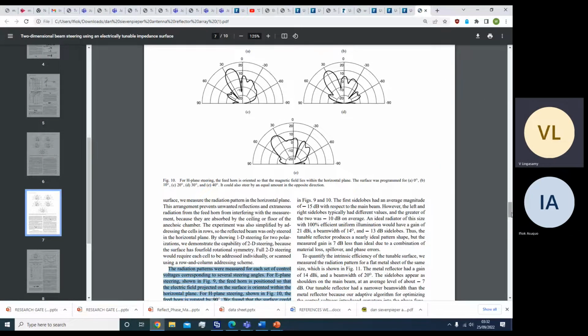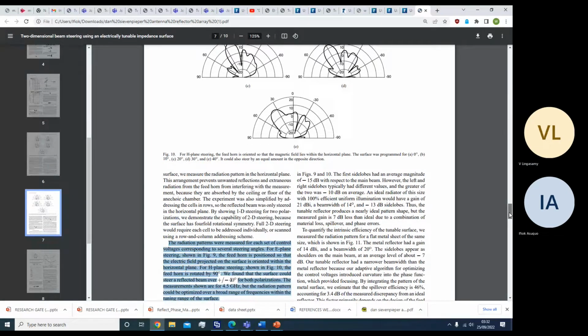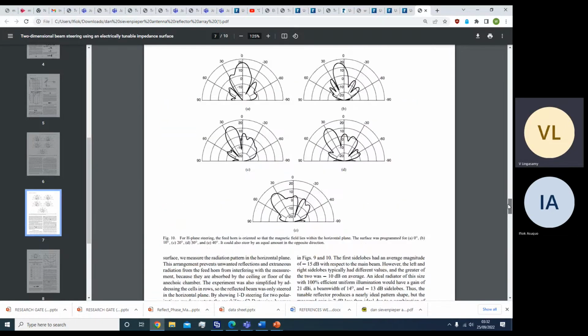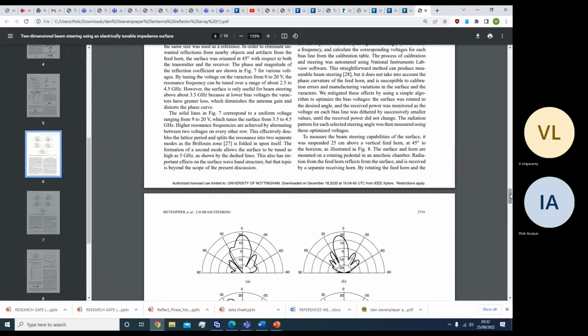Okay, Figure 10, where it is referred, where it is cited. They have shown measurements for 4.5 gigahertz basically. The radiation pattern could be optimized over a broad range within the tuning range of the frequency. But the plot is for the one frequency with various cut angles, like the steering angle. 4.5 gig, that's all.